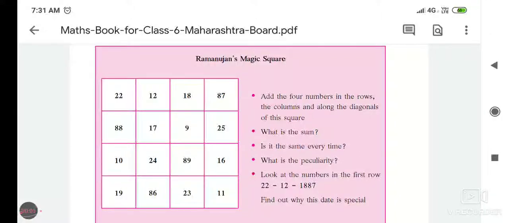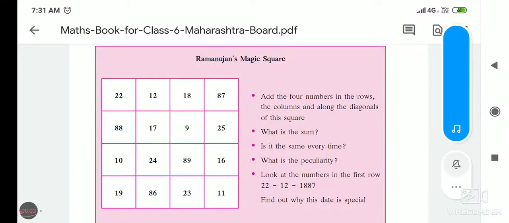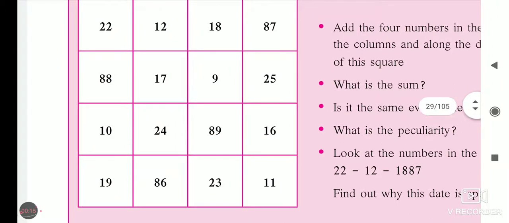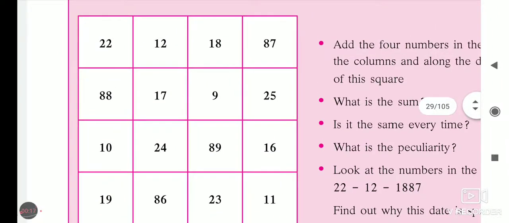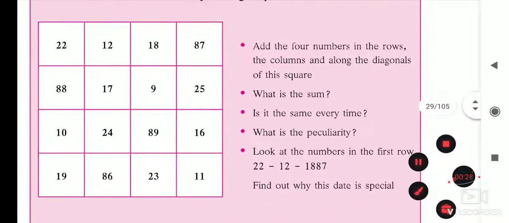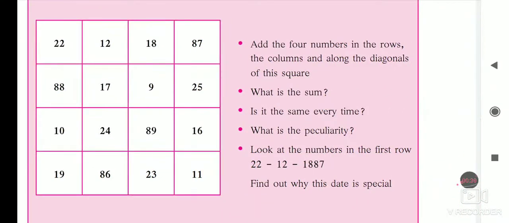Students, in continuation with the operation on a fraction, today we'll see one of the very interesting activities, that is the Ramanujan magic square. So here it is, the Ramanujan magic square. If you see here, in these boxes some numbers are written: 22, 12, 18, here 17. So many numbers are written here. And what magic is hidden inside those numbers, we will see today.